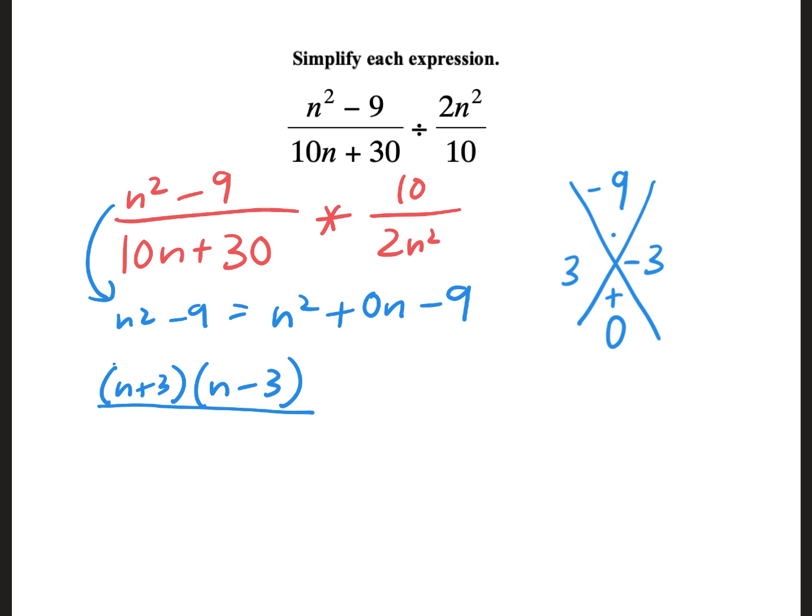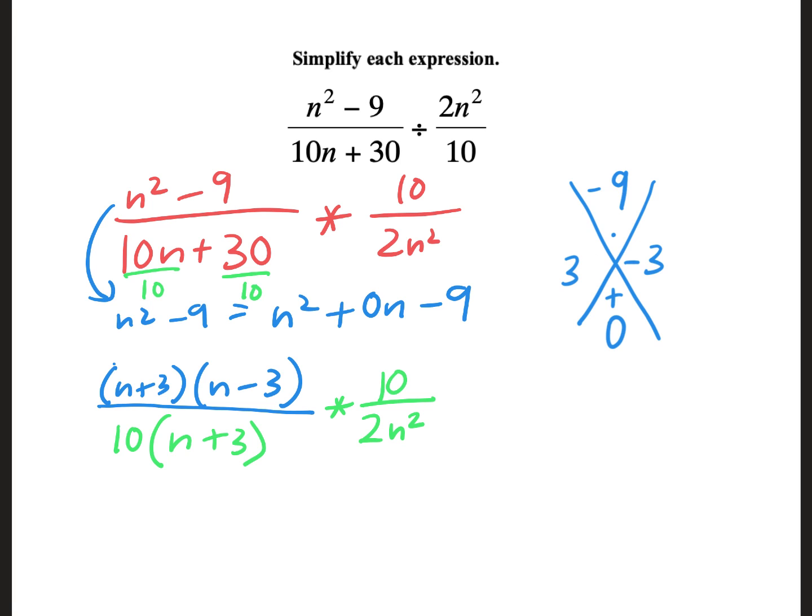For the denominator, we had 10n plus 30, and I know I can divide those both by 10. So we're going to put 10 out front. 10n divided by 10 is just n. 30 divided by 10 is 3. Now my second fraction is just going to stay the same. We don't have anything to simplify there, so we have 10 over 2n squared.